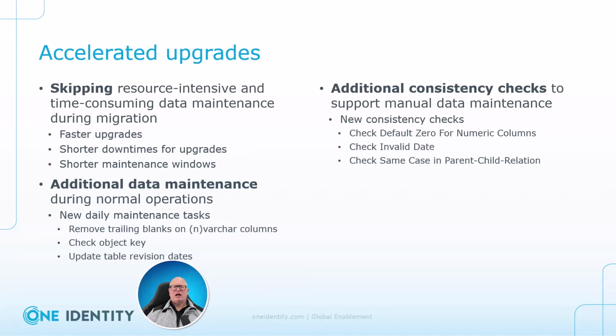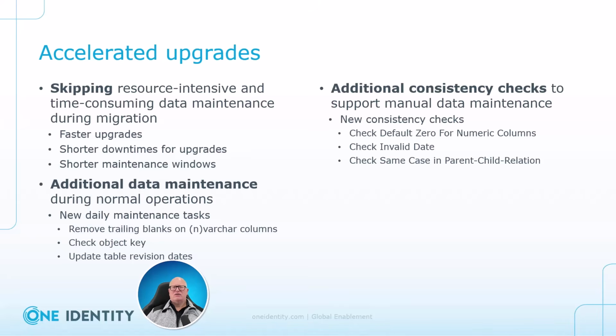But what is now to be done with these data maintenance jobs? Honestly, some of them are super important, and because of that they were moved to a schedule. They are running now from time to time. This means, for example, the removal of trailing blanks on nvarchar columns, which is now a scheduled job, in the same way as checking object keys if they are correct and exist, and something like update table revision dates. All of these things are now running on a schedule.